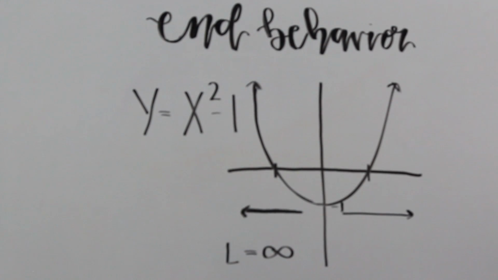To the right side of this graph, the arrow is also pointing upwards, so the end behavior for the right side, or as x approaches positive infinity, y also approaches positive infinity.